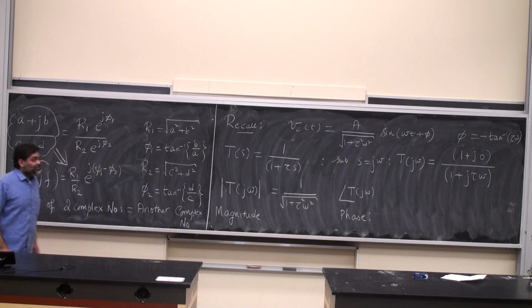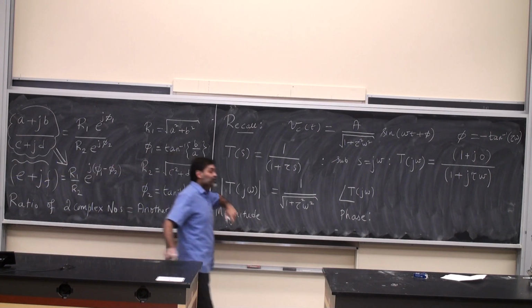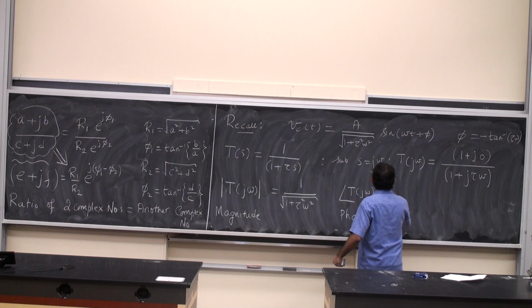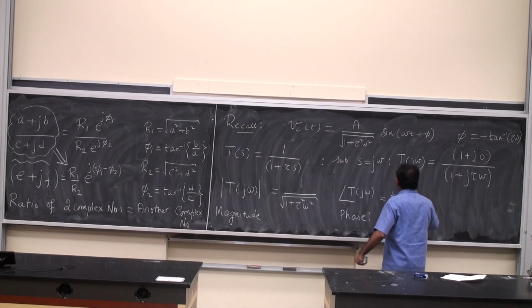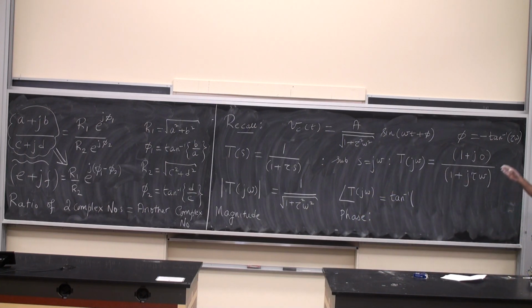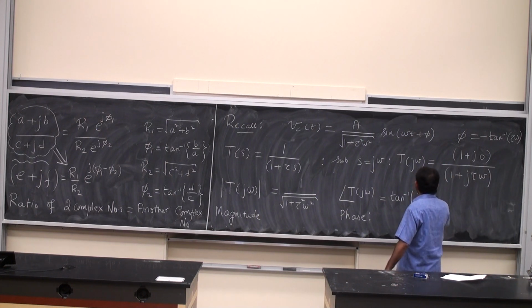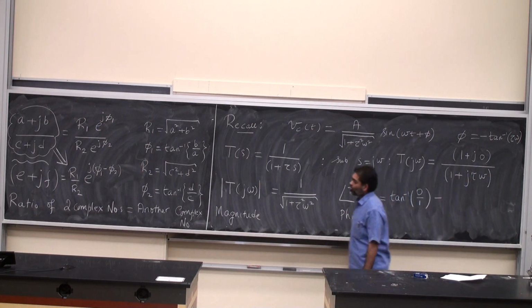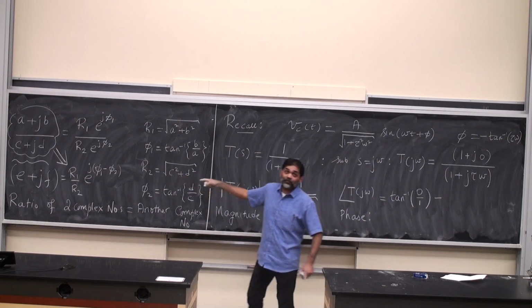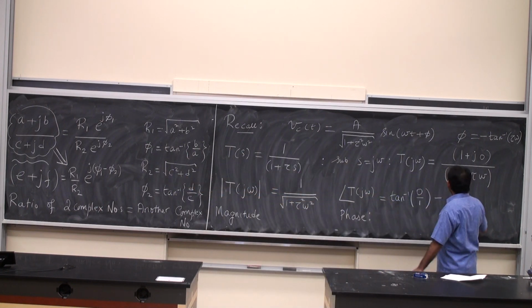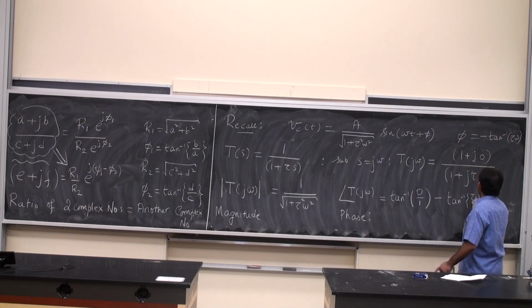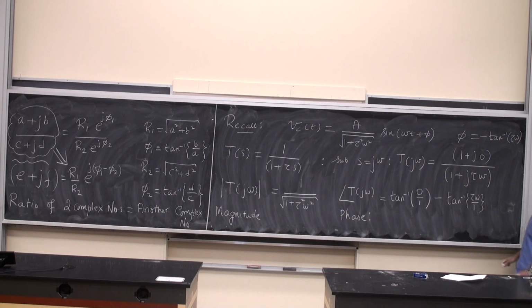If I look at the phase, it is the phase of the numerator minus the phase of the denominator, which is tan inverse imaginary part by the real part, so 0 by 1, minus, look at that, phi 1 minus phi 2, minus tan inverse tau omega by 1, which is nothing but minus tan inverse tau omega.